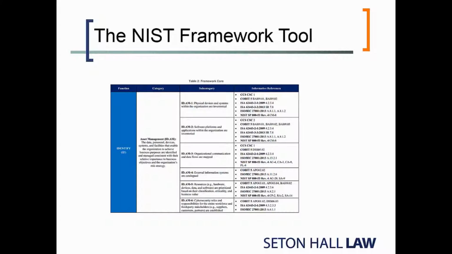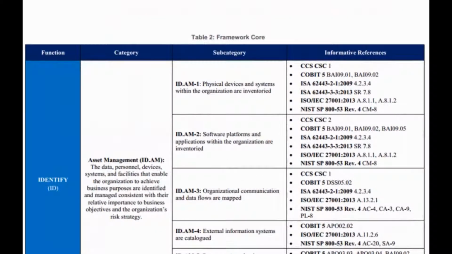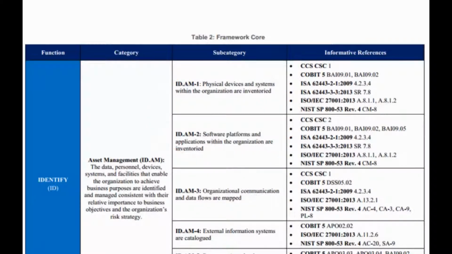If you look at the subcategories, the first two subcategories are talking about inventory. So do you even know within the organization how many servers you have, what they have, how many desktops are there, how many laptops are out there, how many company-issued phones or smartphones are out there? Do you even have a record of all those things?